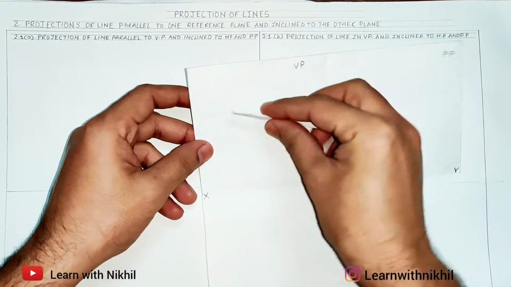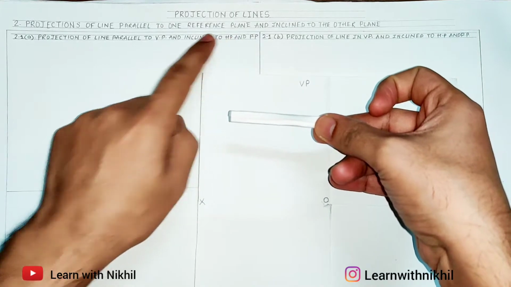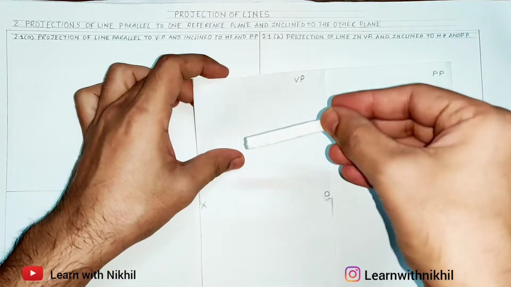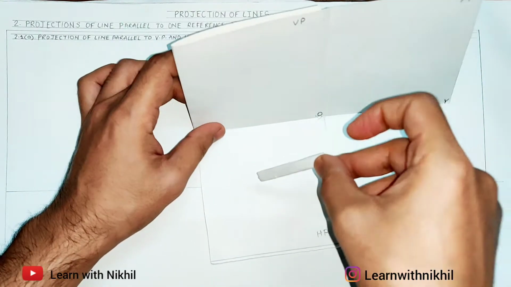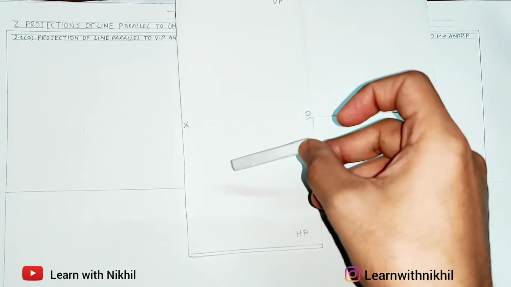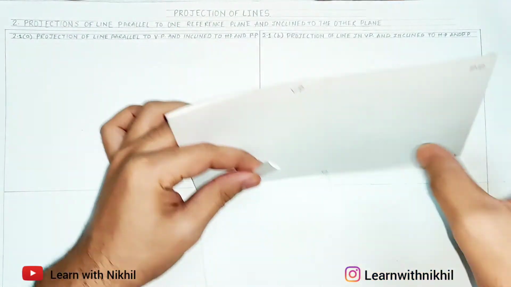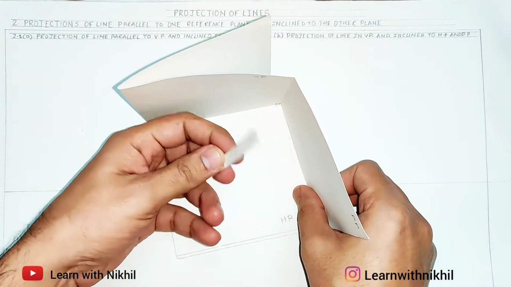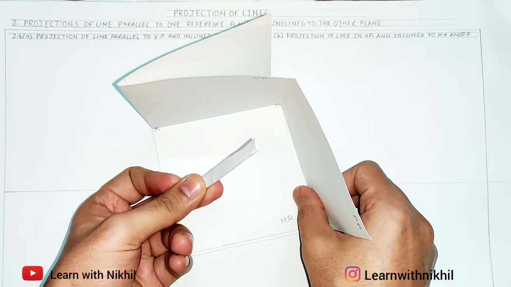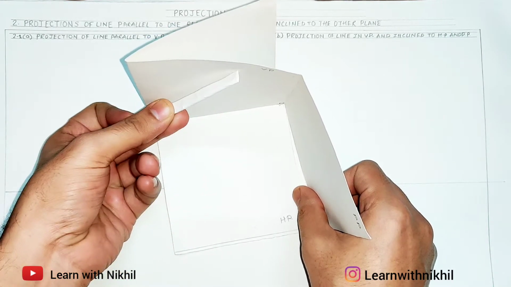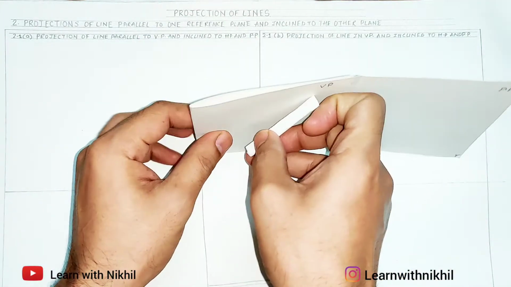In this case it is parallel to the vertical plane, so this is the vertical plane, and it is inclined to the horizontal plane and the profile plane. So it is inclined like this. The line is parallel to the vertical plane and inclined to the horizontal plane. So this is the horizontal plane, it is inclined to the horizontal plane. And also it is inclined to the profile plane, which is the side view. So the line is inclined like this, inclined to the horizontal plane and profile plane, and parallel to the vertical plane. So this is how the line will be.